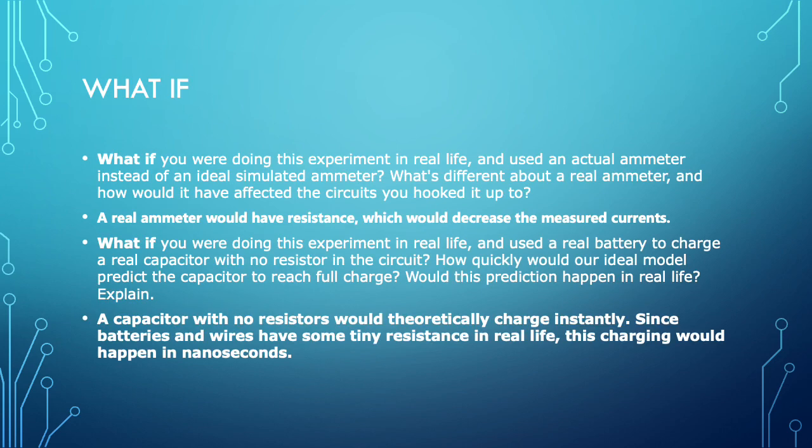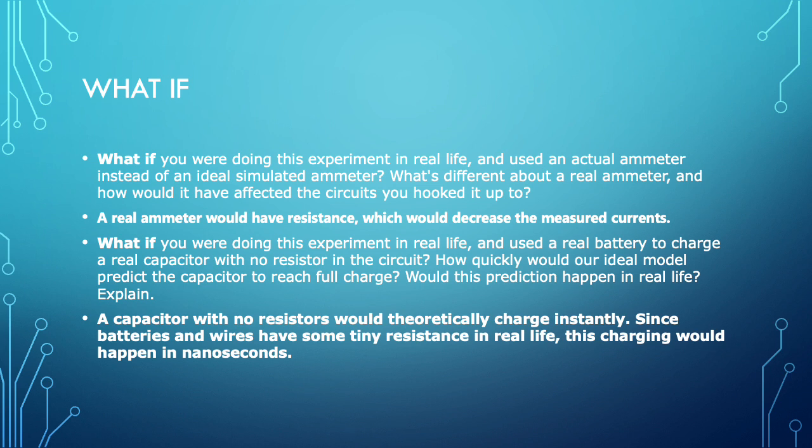What if this experiment was done in real life and an actual ammeter was used instead of an ideal one? What would be different about this real ammeter, and how would it have affected the circuits I hooked it up to? The response is that a real ammeter would have some resistance, which would decrease the measured currents, changing them from the ideal values we got.